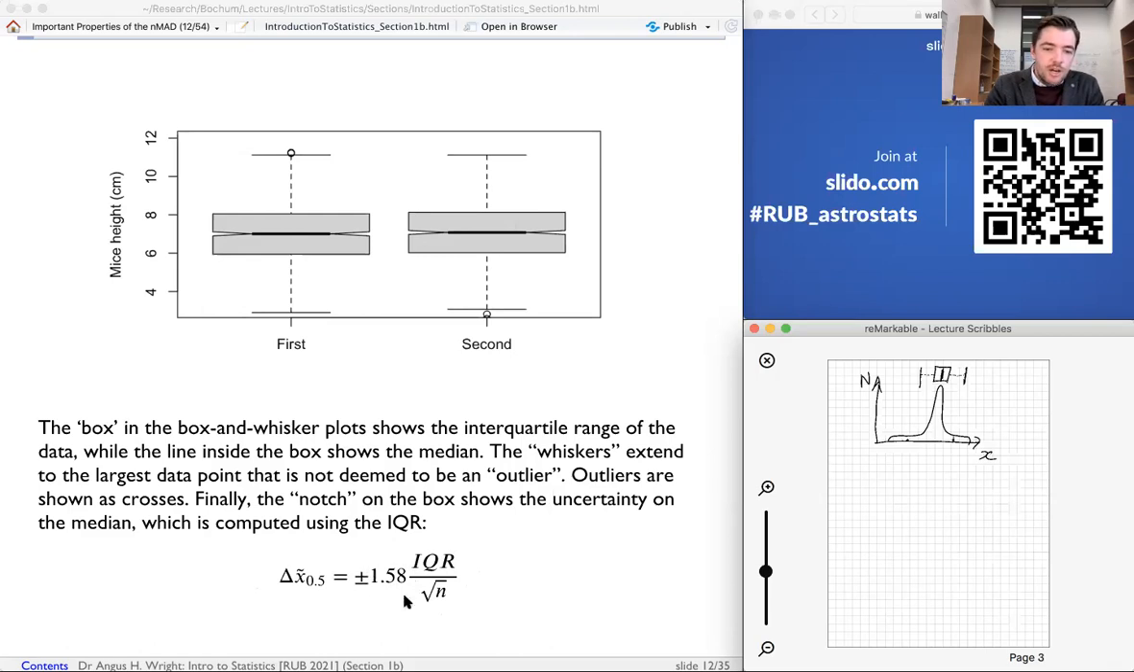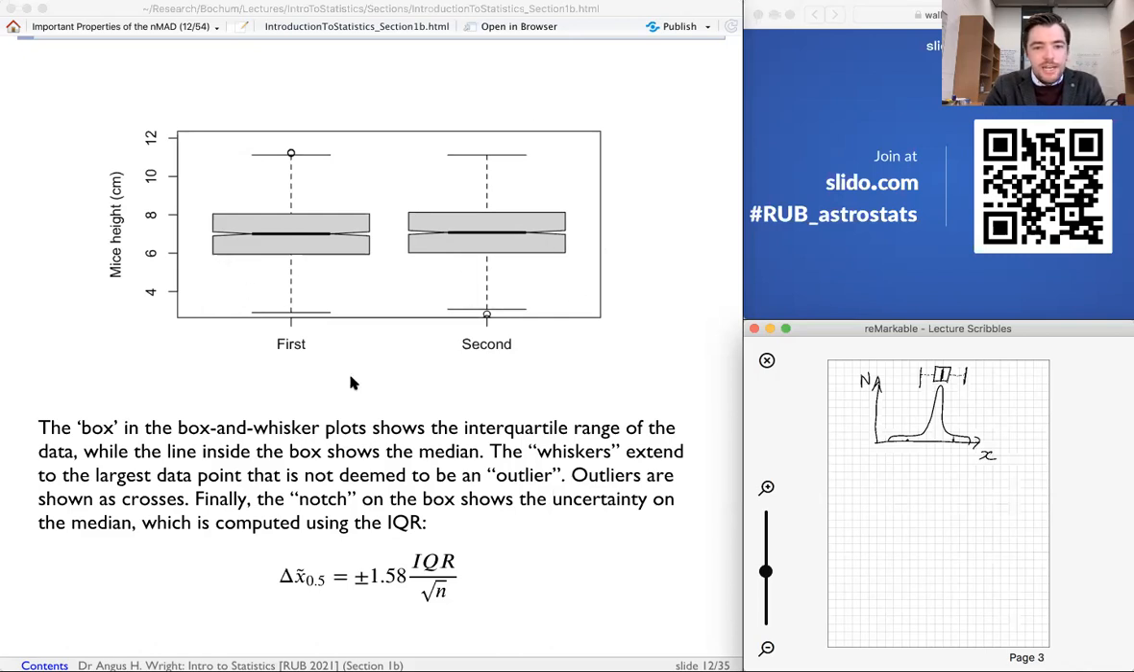Now, where this magic number 1.58 comes from is somewhat similar to the normalization coefficient we saw in the NMAD. It comes from what's called asymptotics, and you don't really need to understand where it comes from, but this is essentially the formula for the confidence region on the median, and that's what's shown by the notches here.